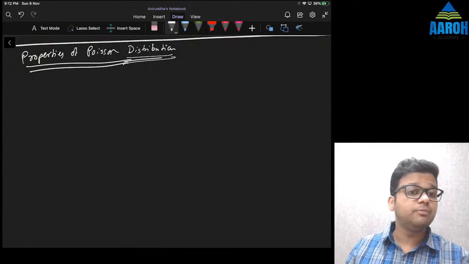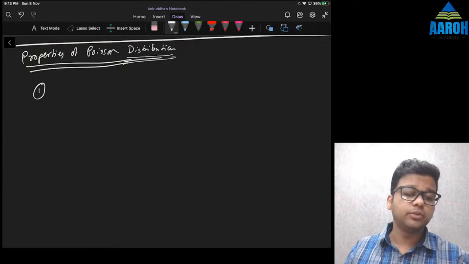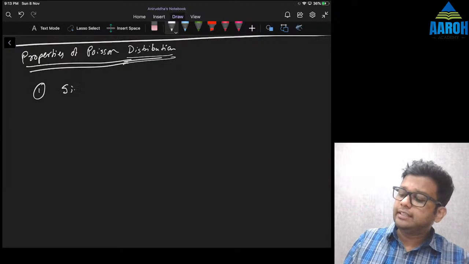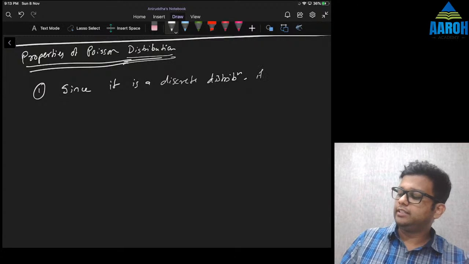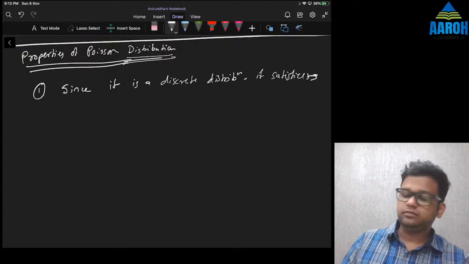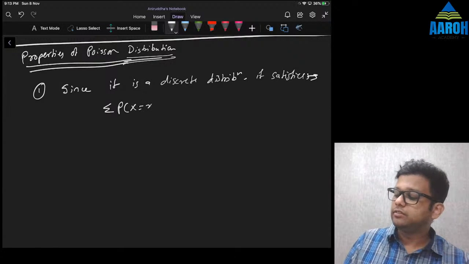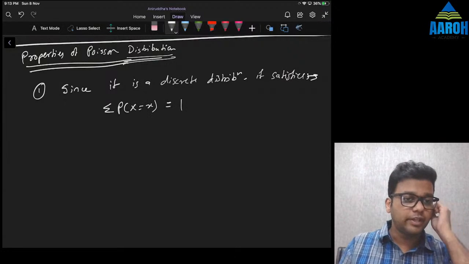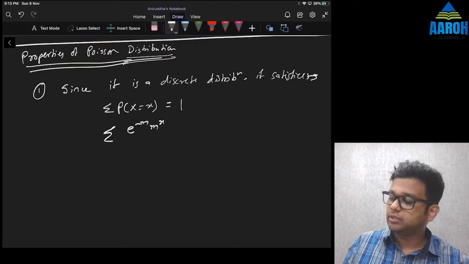Fine. So properties of Poisson distribution. Now consider it very carefully. Like yesterday, the first property is going to be the same: since it is a discrete distribution, it satisfies two properties. Which two properties? Summation of probability should be 1. Now that means summation of e raised to minus m into m raised to x upon x factorial should be 1.